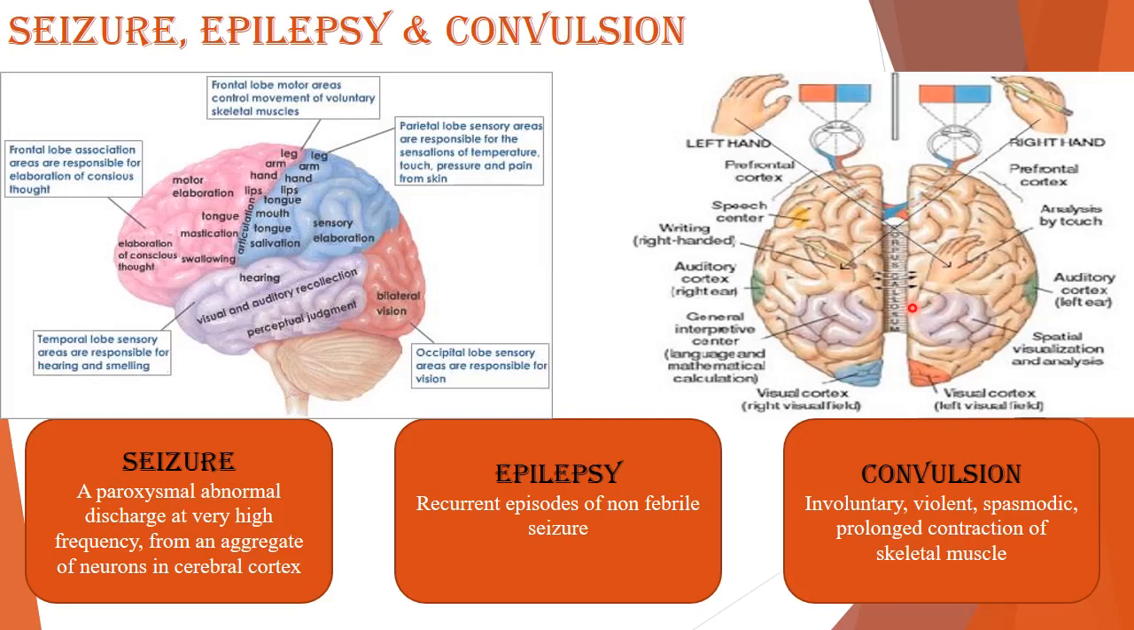Now whenever it is happening, we get symptoms in the peripheral parts of the body, right? If there is a paroxysmal abnormal discharge, then what will happen? This right hand will be affected. If it occurs here, then this left hand will be affected. If it occurs here, that means the speech will be affected. If it is occurring here, that means the visual activity will be affected. This way, there are signs and symptoms in the peripheral parts of the body. Getting my point? This is what we call a seizure.